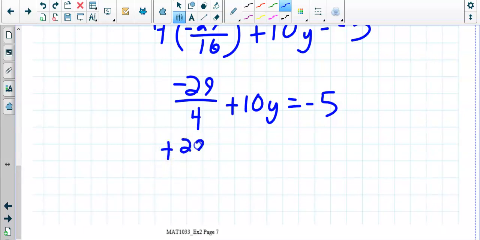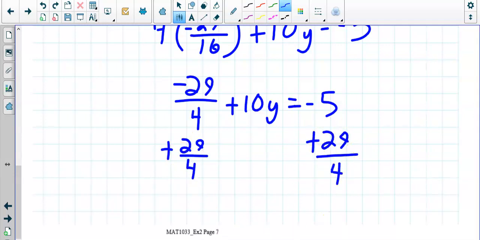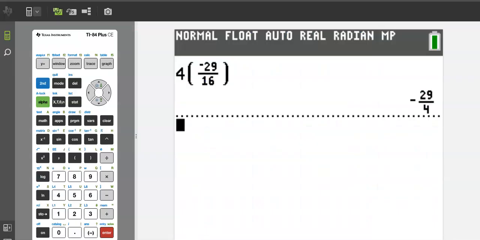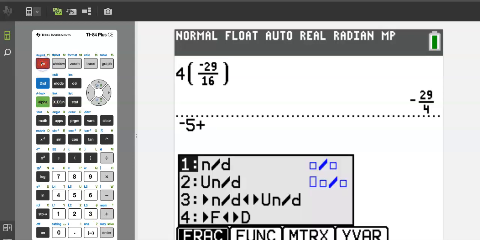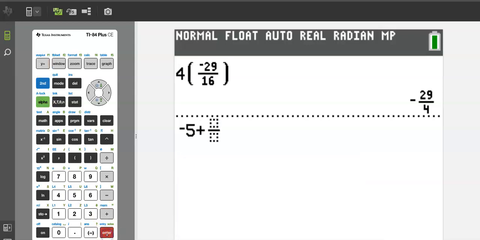Yep, add 29 over 4 on both sides. And again, I ain't going to work this by hand. I'm going to let that calculator do my hard work for me. I'm going to push negative 5 plus 29 over 4. So on my calculator, negative 5 plus alpha y equals, put in the 29 over 4. Hit enter. There's my new number, 9 over 4.